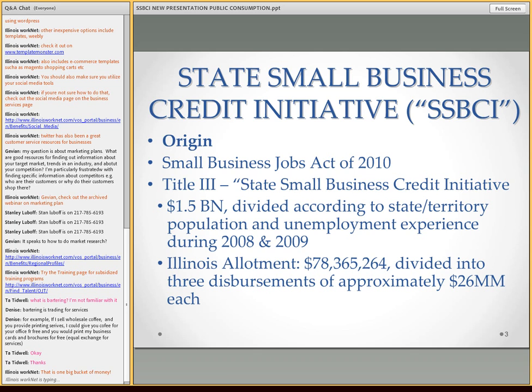However, there's a problem. Before we get the second 26 million, we have to use up 80% of the first 26 million, and we don't get the third 26 million until we use up the second 26 million. What that means is that we have 21 months to get out about $47 million into the market, which means we are very anxious to start doing deals as quickly as possible. If we do not request that third $26 million before July 29th, 2013, there's a high probability that we'll lose it.